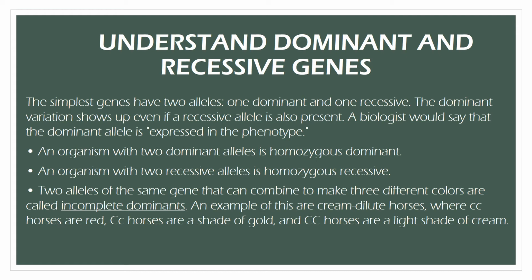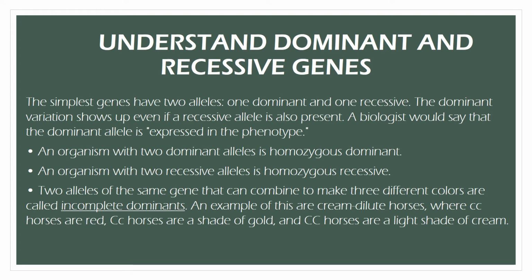Two alleles of the same gene that can combine to make 3 different colors are called incomplete dominants. An example of these are cream dilute horses, where two small letter c is called the homozygous recessive.